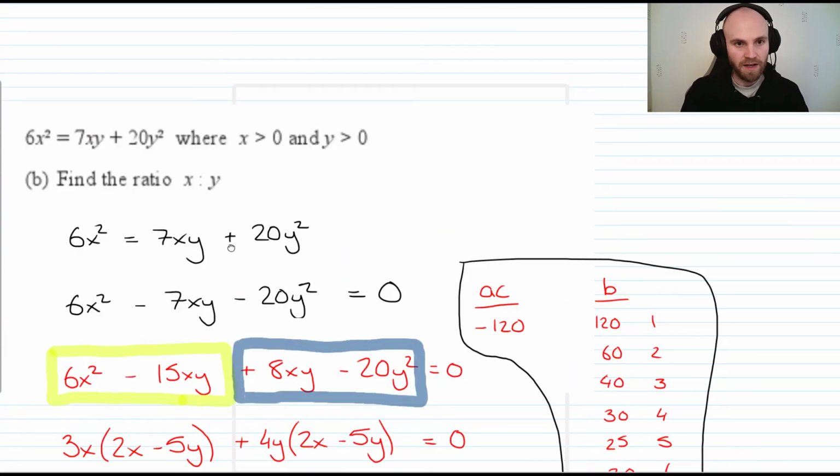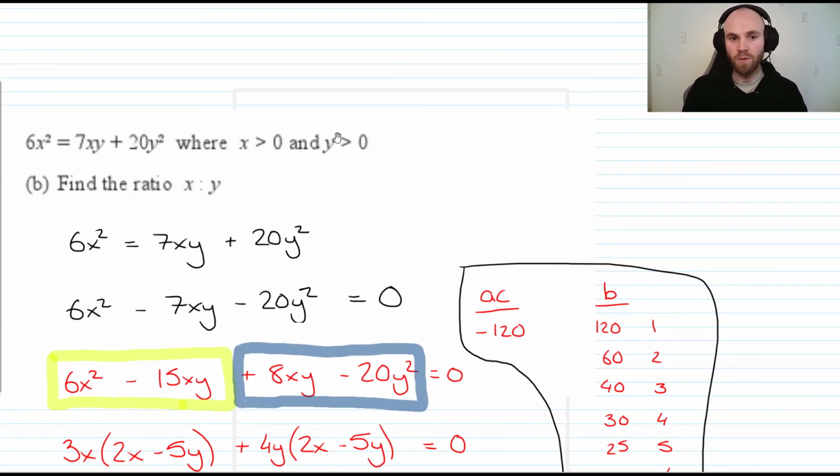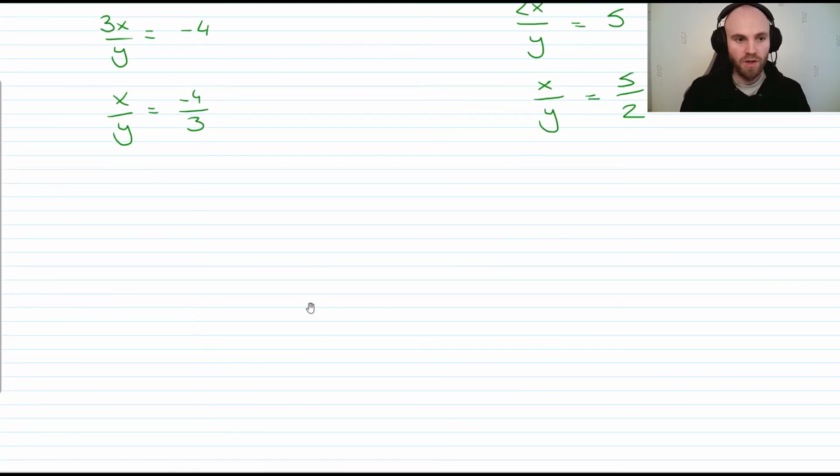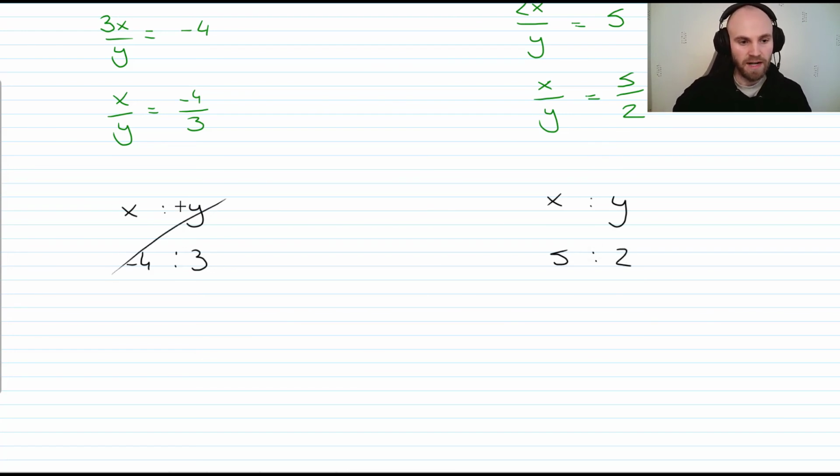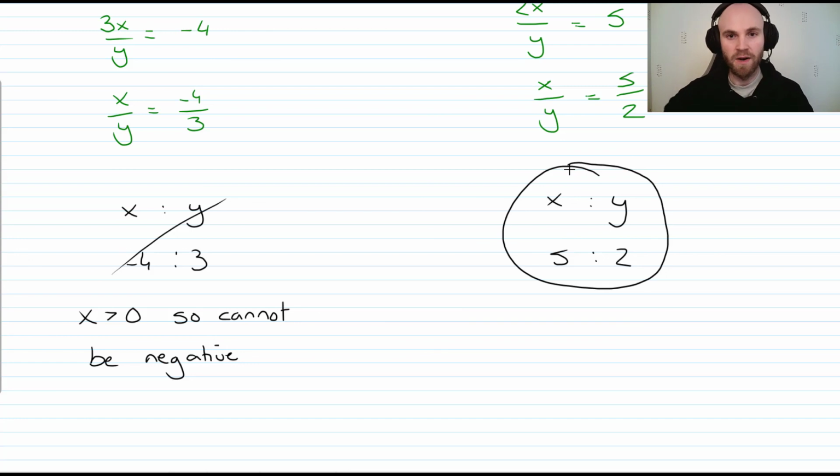If I go back to the top here, if you remember, x must be greater than 0 and y must be greater than 0. So in this one, with x to y, it's going to be minus 4 to 3, and with this one, it's going to be 5 to 2. I'm going to draw a line through this one. x is greater than 0, so it cannot be negative. And this is going to be our answer.